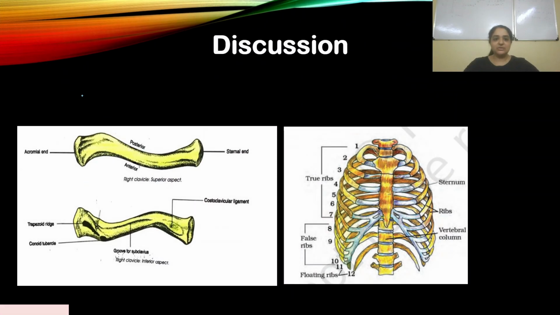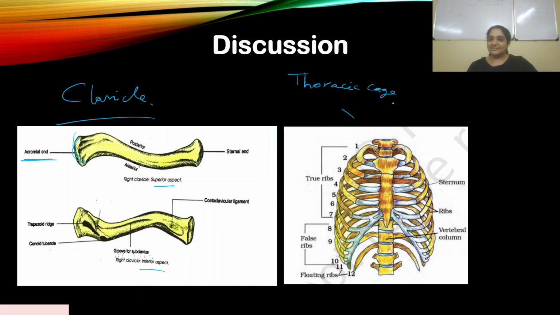Okay, so over here, what you see on your right is the clavicle, the collarbone, and you see the superior aspect, that is the top part, okay, of the right clavicle. Okay, so you see the acromial end over here. Okay, that's where it joins with the acromial process of the scapula. Okay, and here you see the inferior aspect, the bottom part of the clavicle. This is the thoracic cage, the rib cage. This is taken from NCERT. So no excuses for that. You need to study the diagram. Okay, this is taken from NCERT.